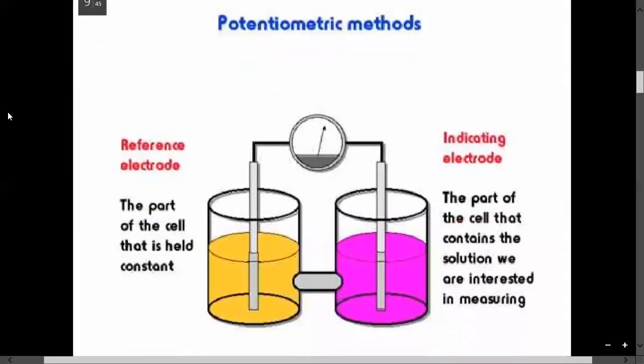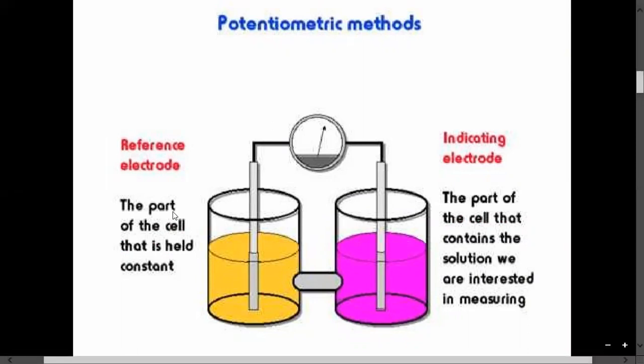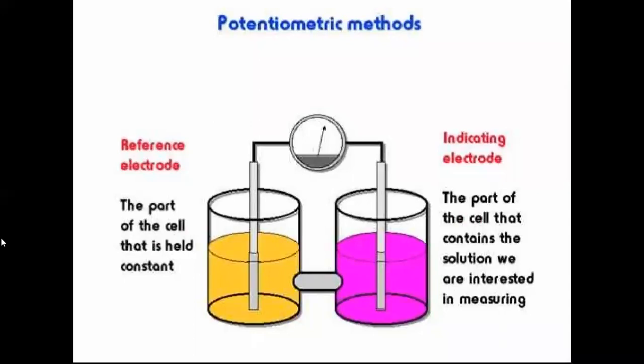Now, potentiometric methods. Here is a schematic diagram of the potentiometric method. The right-hand side is the indicating electrode and the left-hand side is the reference electrode. The reference electrode is the part of the cell that is held constant, and the right-hand side electrode is the indicating electrode, the part of the cell that contains the solution we are interested in measuring.